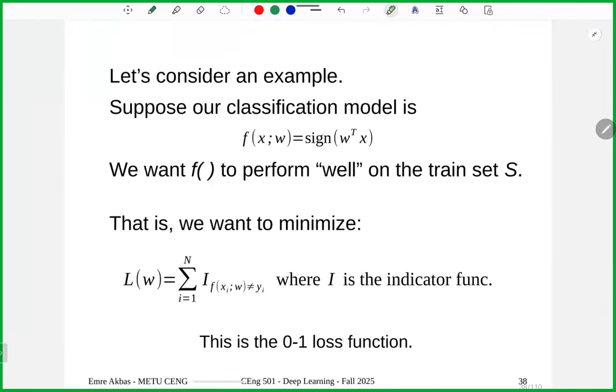So let's consider an example. Suppose our classification model is this, which is the simple linear classifier. It's W transpose X and then the sign. So if the W transpose X is positive, then this input is classified as a positive example. If that returns negative, because of the sign function, it will be classified as in the -1 class, negative class. So we want our model to perform well on the train set S. That means we want to minimize this loss.